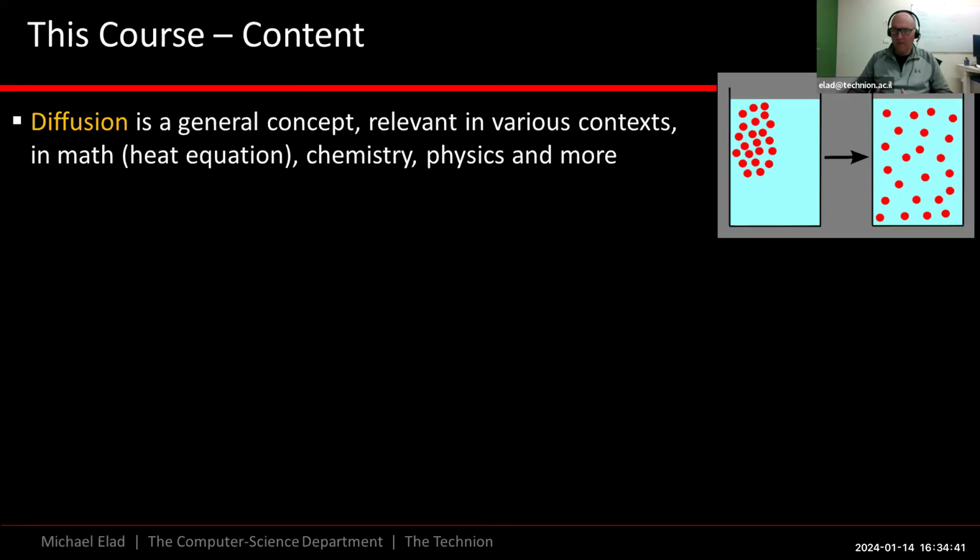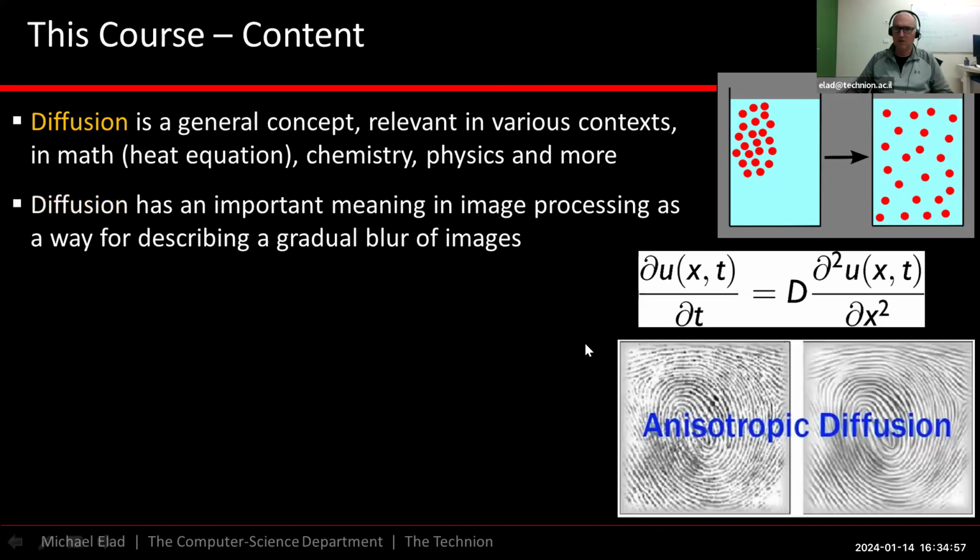In this course, we are going to talk about diffusion. Diffusion is a basic concept in sciences. It comes up a lot in chemistry, in physics, in math, in the context of the heat equation, and in image processing. And I should say, this is a course on image processing. I'll mention this again and again during the coming hour or so.